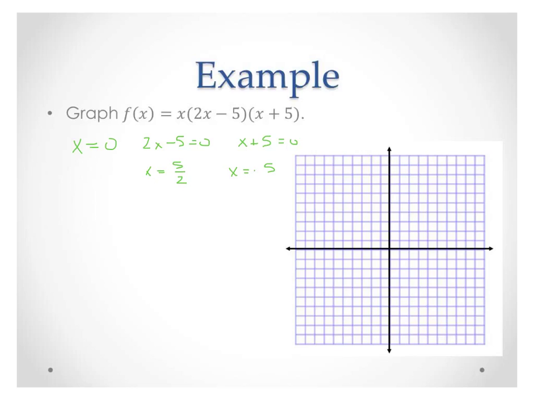Okay, so step number 1, plot those. So 0, 2.5, and -5. Step number 2, find some additional points. So let's do -6, -4, -1, 1, 2, and 4. Let's do that. Again, I'm going to plug it into my calculator.